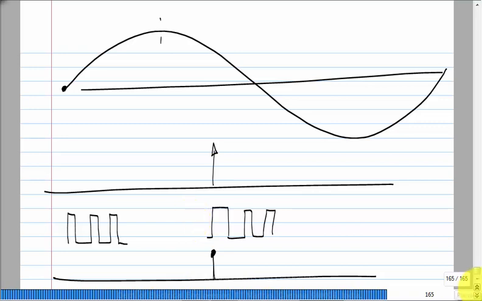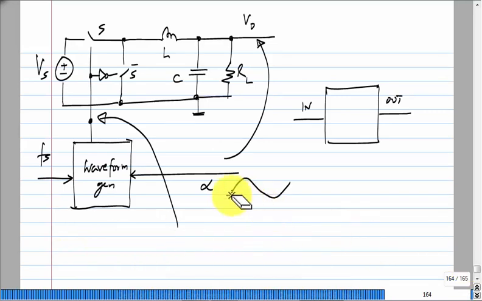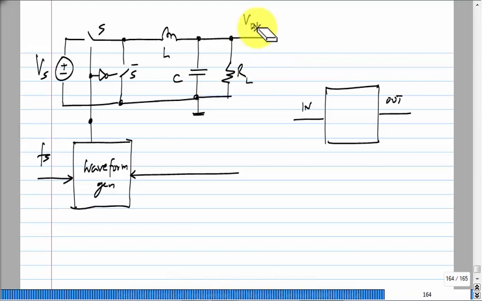Now let us try to evaluate the step response of this, and to make things easy, I will assume that alpha steps from 0 to some value. What is the meaning of 0 duty cycle? The switch S bar is always on and S is open. A duty cycle of 0 means S has 0 width, it is never closed, and S bar is always closed. So the circuit is operating with 0 input.